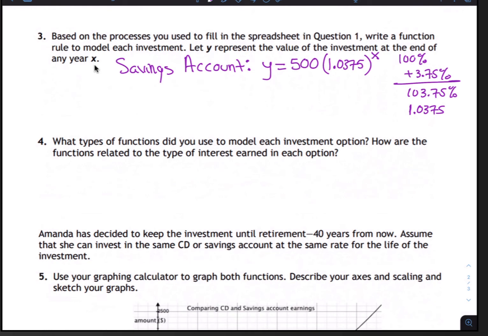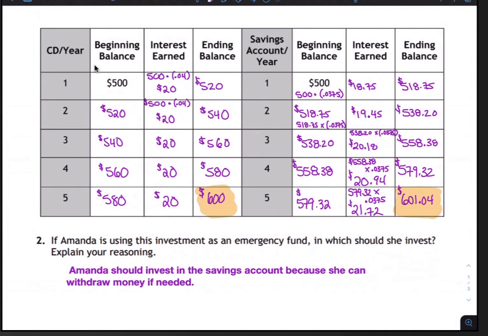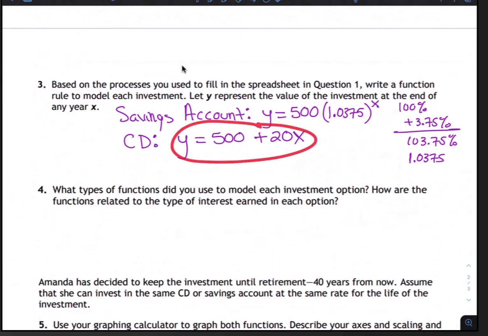All right, now what about the CD? For the CD, you remember we were just adding $20 every year. See, down this column, you just kept adding $20 to the previous year. So because you're adding, we have a linear equation. So that equation would be y equals the 500 that we start with plus the adding $20 every year times x years. So that equation is 500 plus 20 times x.